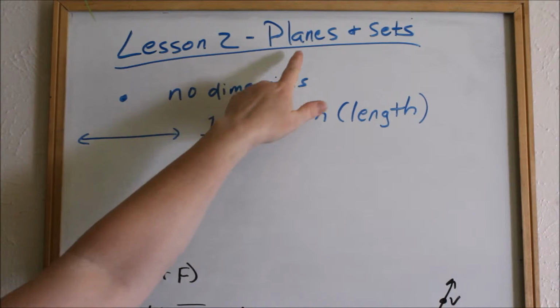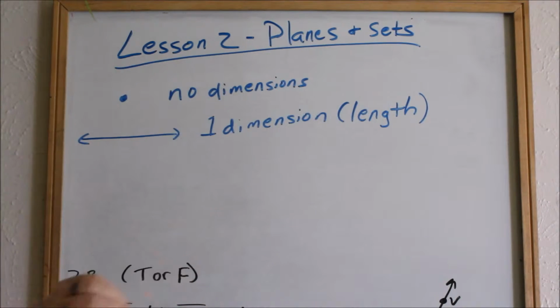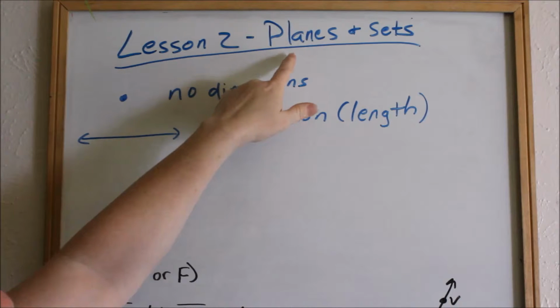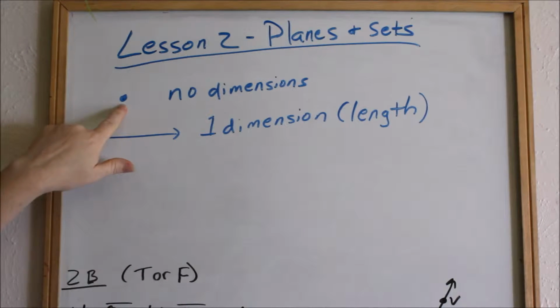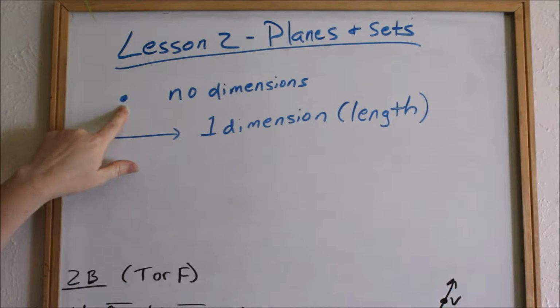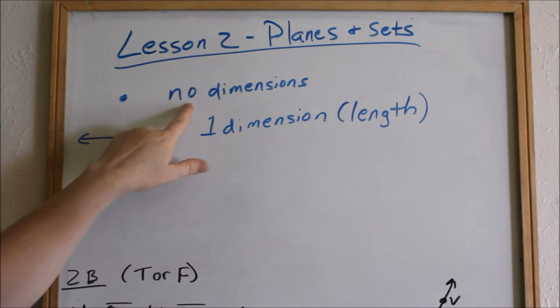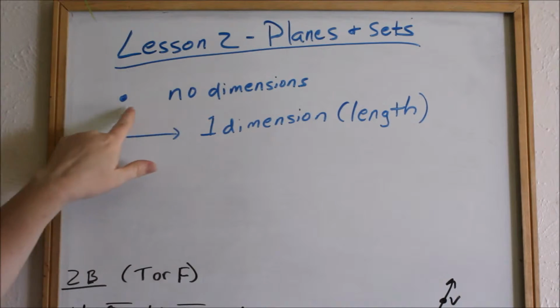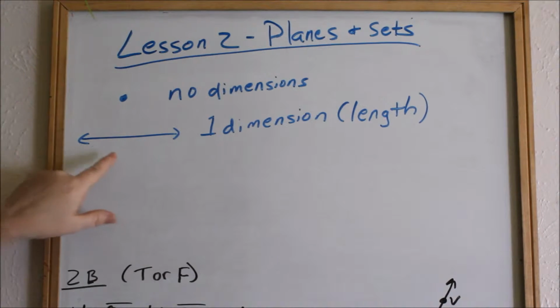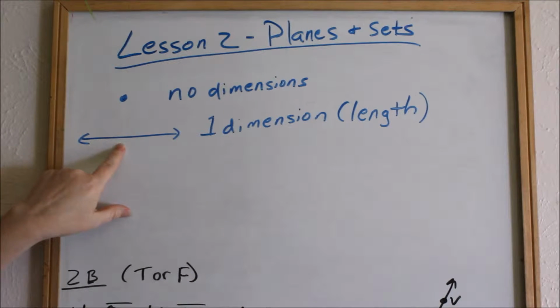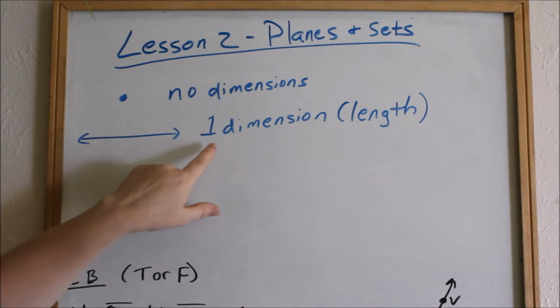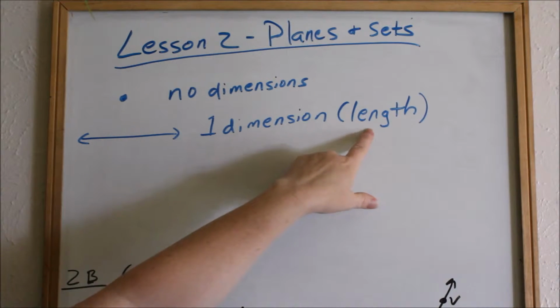Okay, we're going to be doing planes and sets today, not airplanes. From lesson 1, you learned the smallest unit in geometry is a point. A point has no dimensions. There's no length or width in a point. Then the next thing that we dealt with is a line. A line can go on forever in both directions, but a line can also be part of a line, like a line segment. And a line is considered to have one dimension, length.